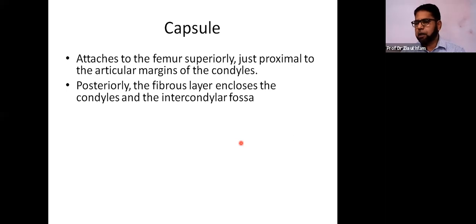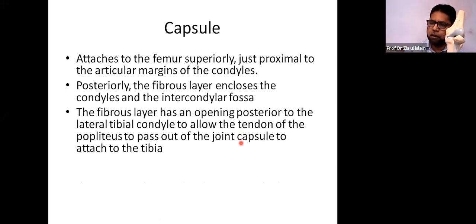Posteriorly, the fibrous capsule encloses the condyles and the intercondylar fossa. So posteriorly, capsule they are situated above the condyle. जहाँ मेरी उंगली है ना, capsule are going to attach over here. So it's going to enclose the condyle and the intercondylar eminence. अगर आप front पे देखें तो ये patellar surface के ऊपर से होता हो जाता है फिर it reflects over to the margins of the condyles. The fibrous layer has an opening posterior to the lateral tibial condyle to allow the tendon of the popliteus.